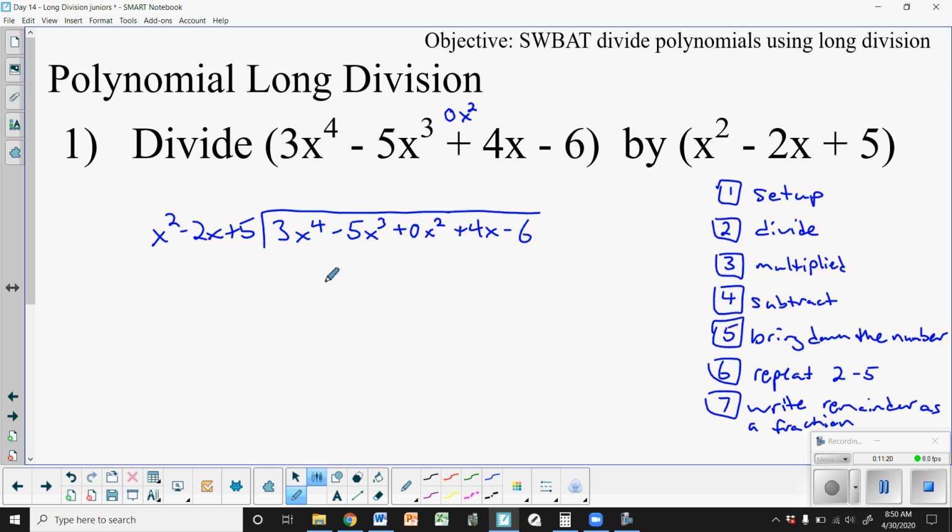Second step, divide. What we're going to do is divide the first terms. I'm going to be editing some over here. So divide our first term. It's 3x to the 4th divided by x squared. So it looks like this: 3x to the 4th divided by x squared. And what does that equal? That equals 3x squared.